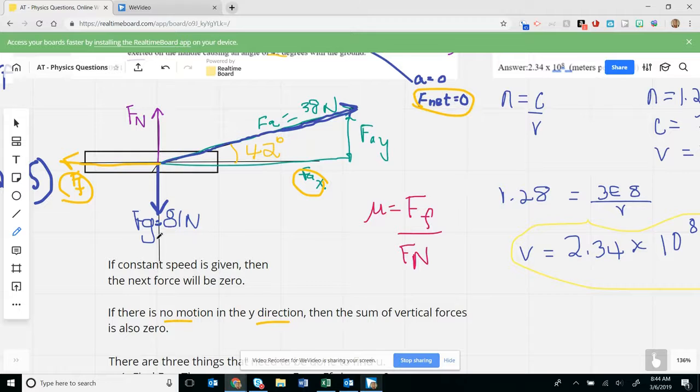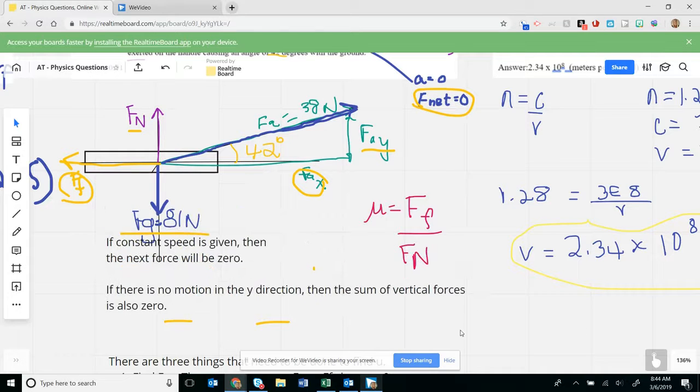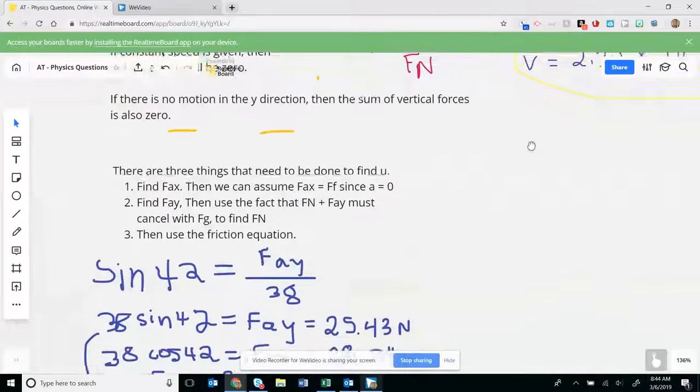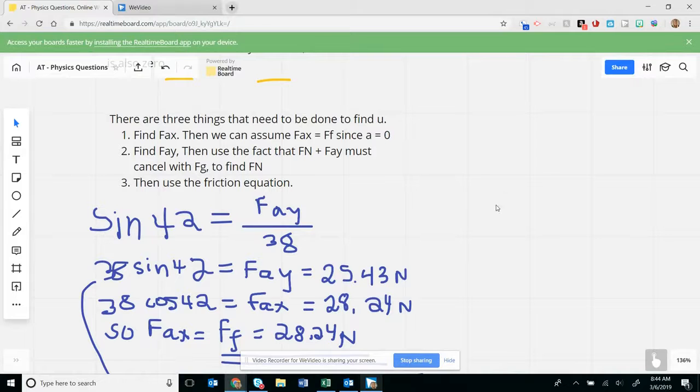So this pull down of 81 newtons should be equal and opposite to the normal force plus the force applied in the y direction. And I think that part may be a little trickier to picture, so we'll look at the math that goes with that in a moment here. So there are 3 things that need to be done to find this.